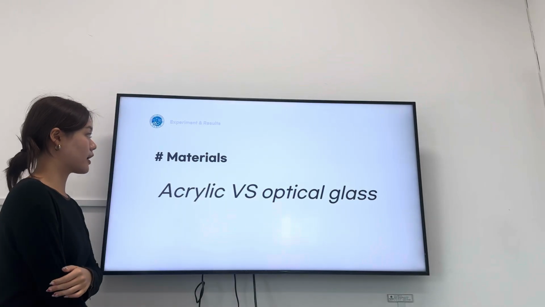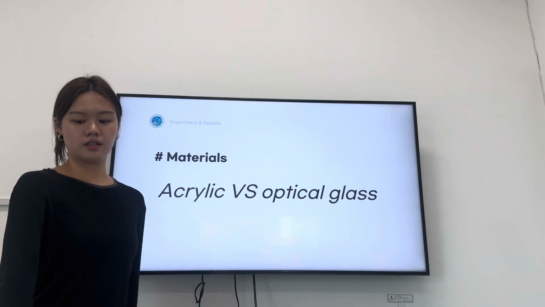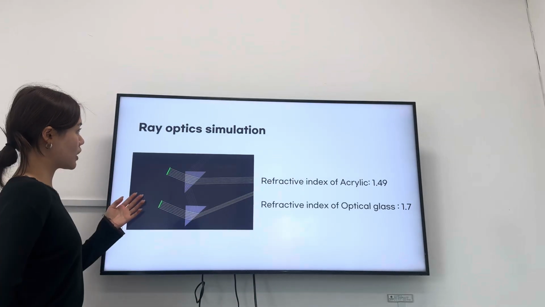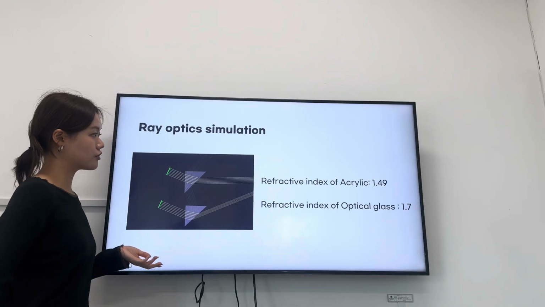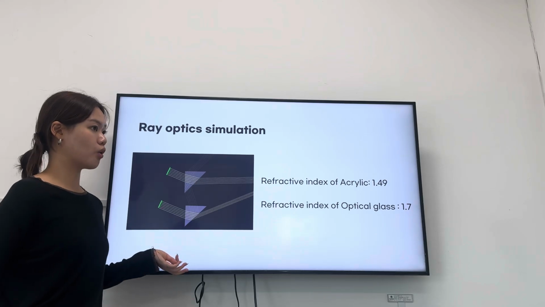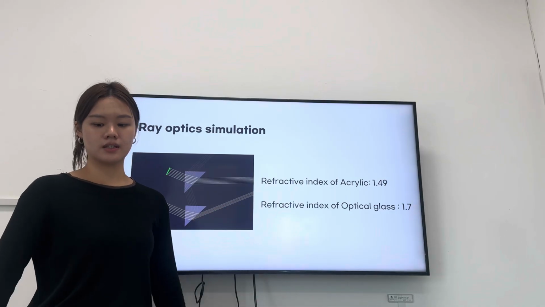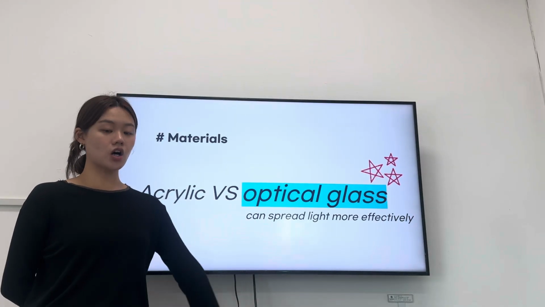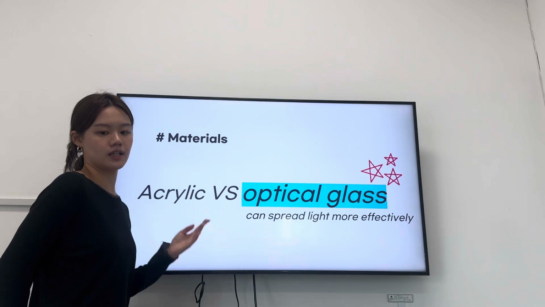First, we compared the materials, acrylic and optical glass. By using ray optics simulation, we checked the refractive index. The refractive index of acrylic was 1.49 and the optical glass was 1.7. This means optical glass can spread light more effectively than acrylic.